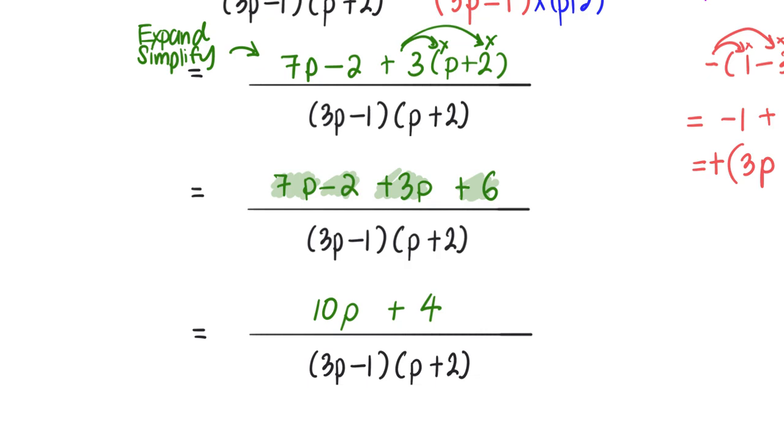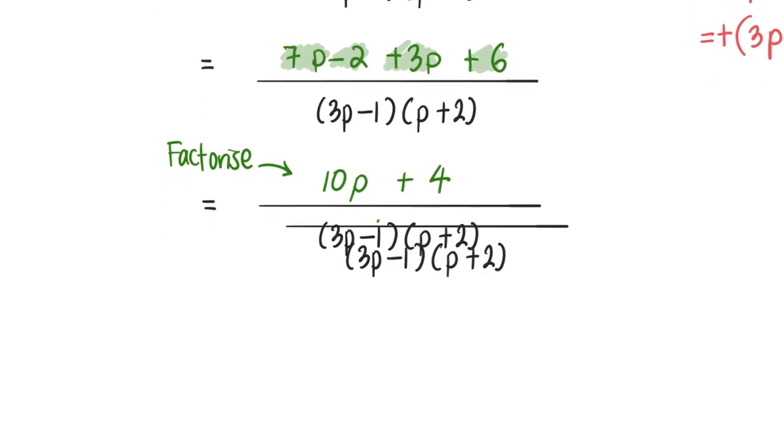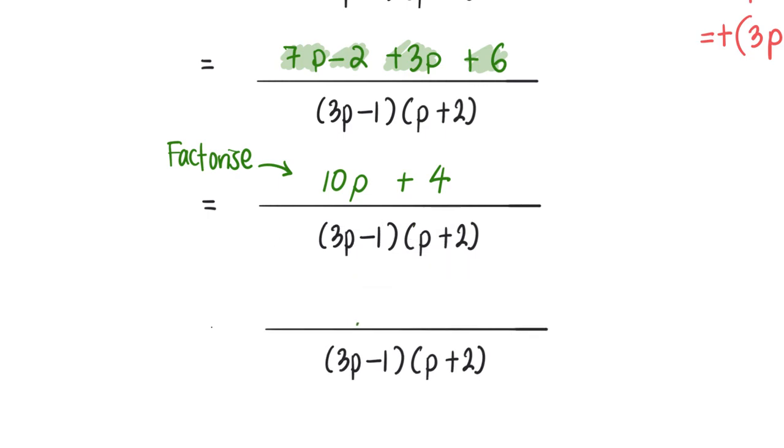Now, most would have been tempted to stop here. But because Mr. Tan saw something, I saw that 10p and 4 have a common factor 2. So the best answer would be to continue to factorize in order for us to get to this final answer, which will be taking out 2 as the common factor. I'm left with 5p plus 2. And that will be the final answer for this question.